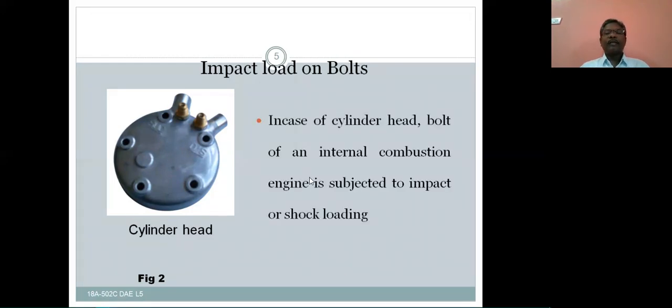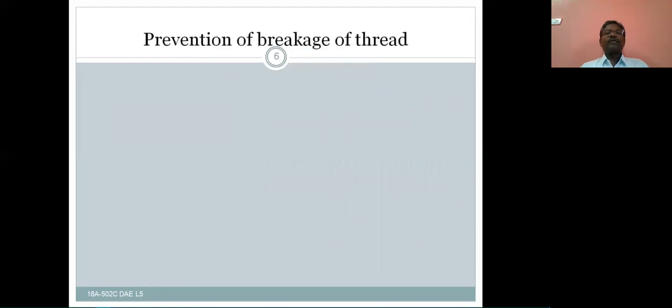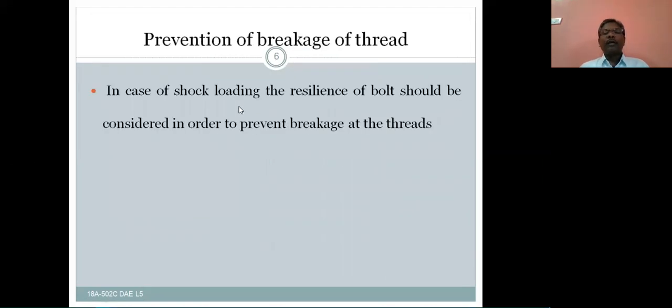So friends, here you can see that the cylinder head bolt of an internal combustion engine is subjected to impact or shock loading. That means this cylinder cover is subjected to impact or shocking loads. So with this, what is going to happen? In case of shocking load, the resilience of the bolt should be considered in order to prevent breakage at the threads.